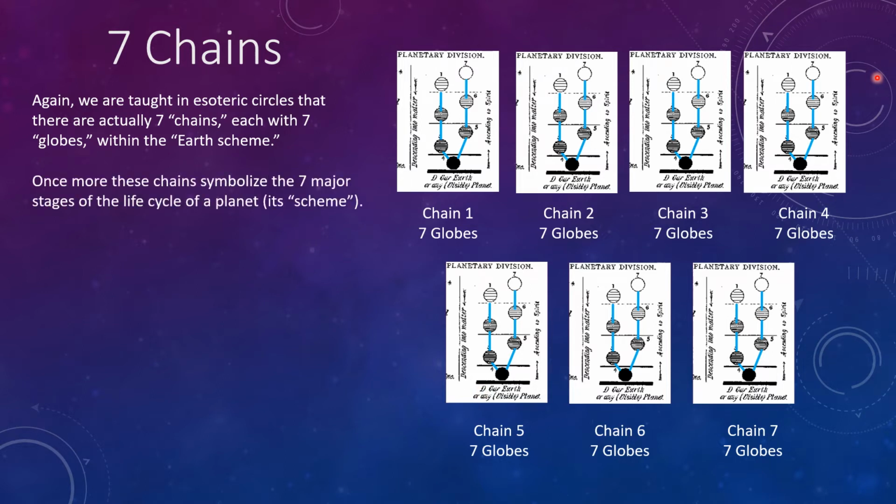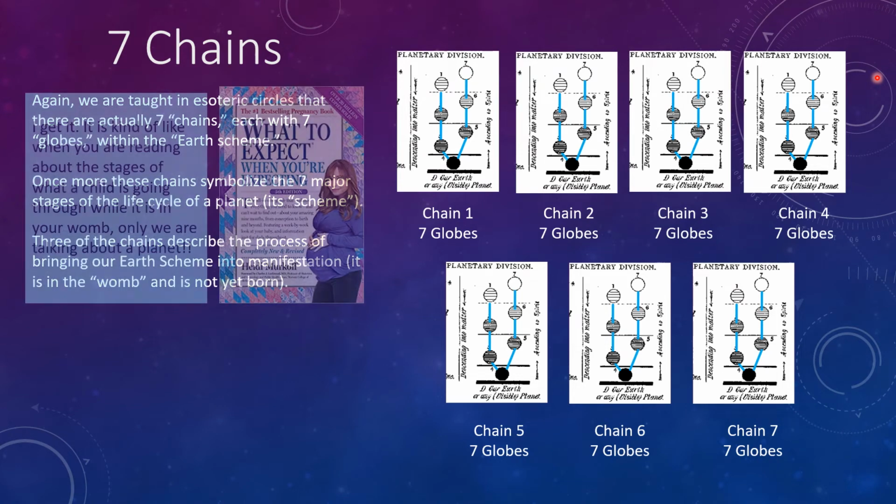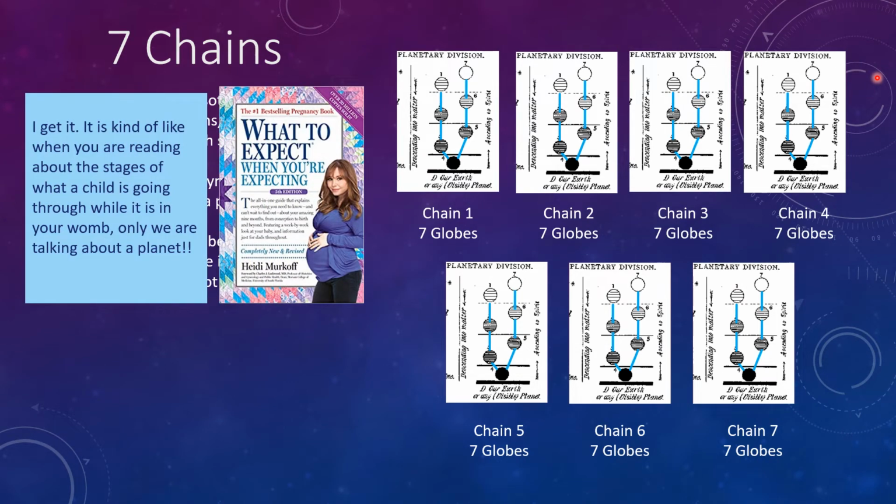And once more, these chains symbolize the 7 major stages of the life cycle of a planet, its scheme. 3 of the chains describe the process of bringing our Earth scheme into manifestation. It is in the womb and is not yet born. These 3 chains here. Oh, I get it. It's kind of like when you're reading about the stages of what a child is going through while it's in your womb, only we're talking about a planet. Well, sort of.